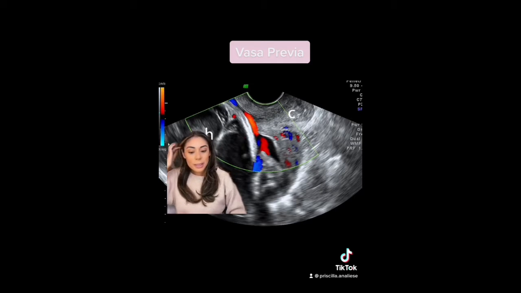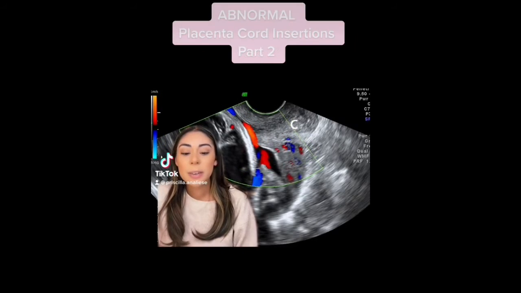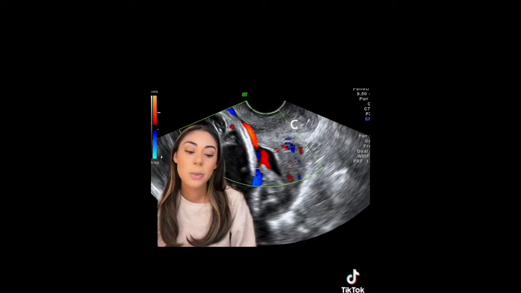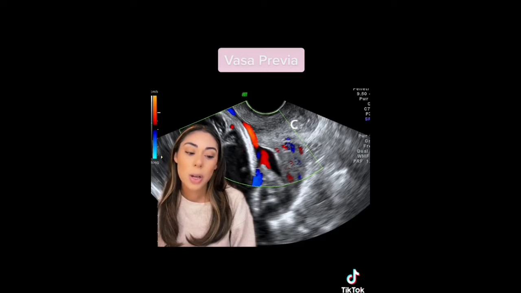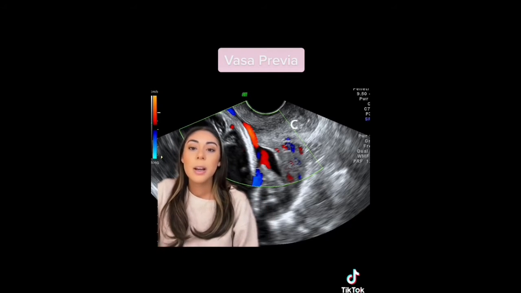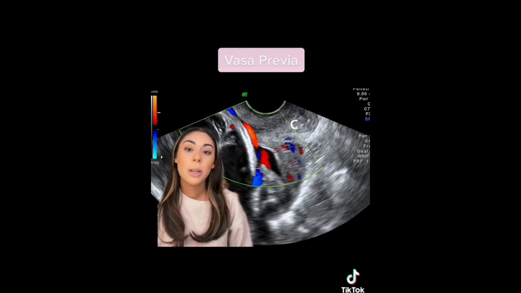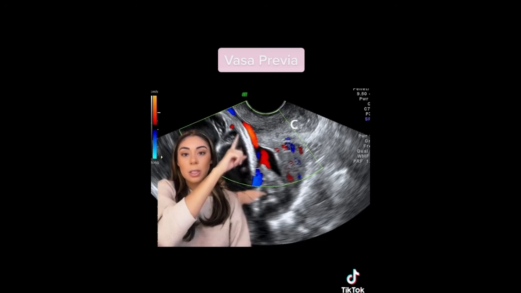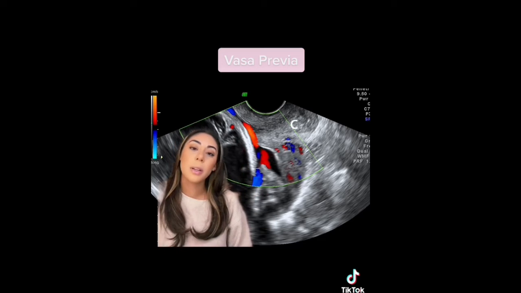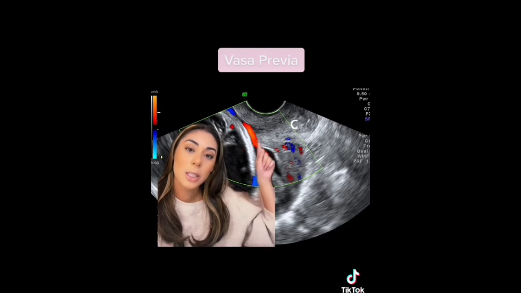Our next one is vasa previa. This is when the membrane carries vessels that are positioned across the internal cervical os. And that's exactly what you see in this picture right here. We have color flow on, which is very important to always put near this area just to rule out this sort of abnormality. You see the cord, which is again highlighted with color flow, running right across the cervical os, which is right here.